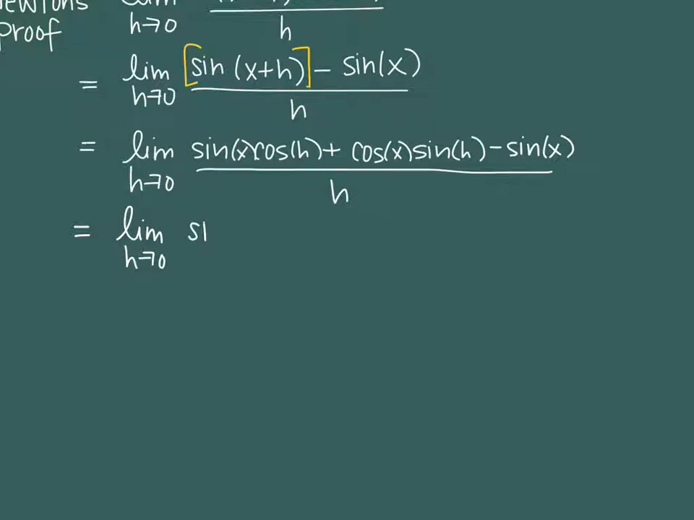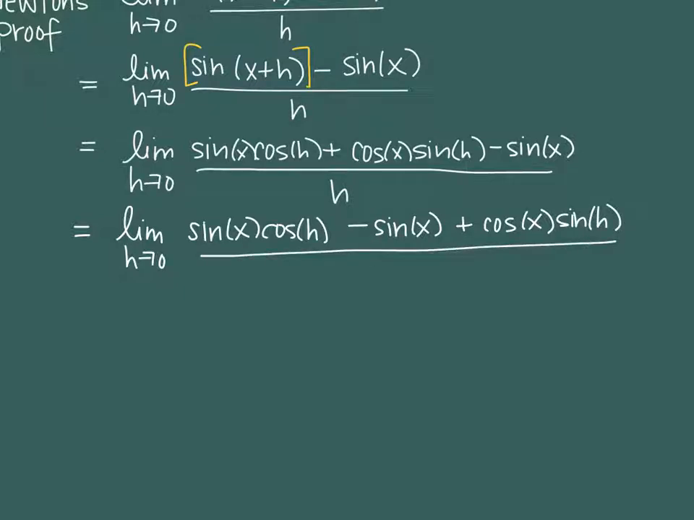So we're going to keep the sine of x and the cosine of h first. But then we're going to put the minus sine of x second. And we'll end with the cosine of x sine of h. We do that so that you can factor. We often regroup things so that you can factor out what they have in common.